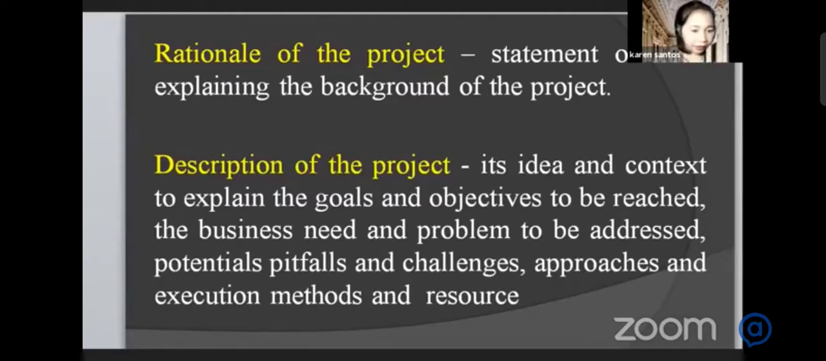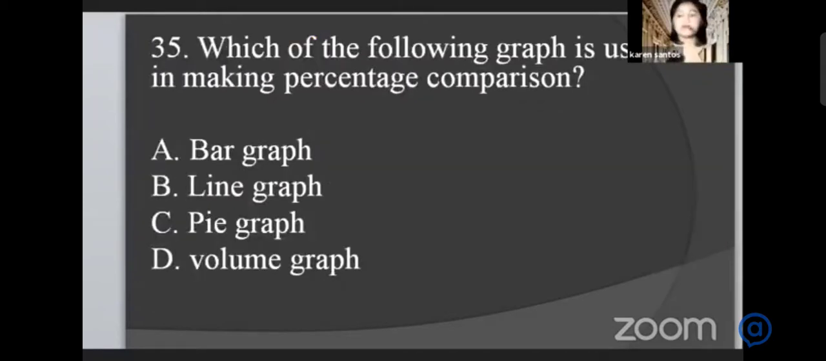All right, for our next question. Which of the following graphs is useful in making percentage comparison? A. Bar graph. B. Line graph. C. Pie graph. D. Volume graph. So what is the correct answer?